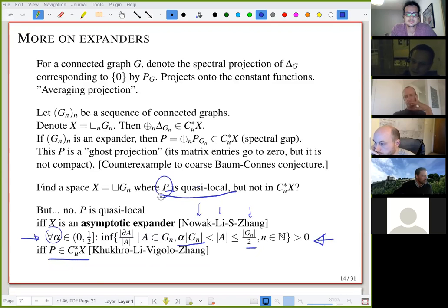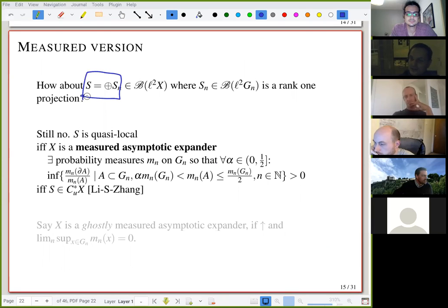Right, so we talked about this operator P. So the next bit of the story is, we consider operators like this, where it's still block diagonal. It's still a rank 1 projection on every block, but now an arbitrary rank 1 projection. So instead of just doing this averaging thing, you allow any rank 1 thing. And so that then leads to a measured version. So instead of counting points, you have measures on all the pieces, and the story is more or less the same, in the sense that I still don't get my highly sought after counterexample, because it turns out the same theorem as on the last page holds. So S is quasi-local, any of these guys, if and only if X is this measured asymptotic expander. So we have the geometric version, but if and only if the operator is in the uniform row algebra. Okay, so yeah.